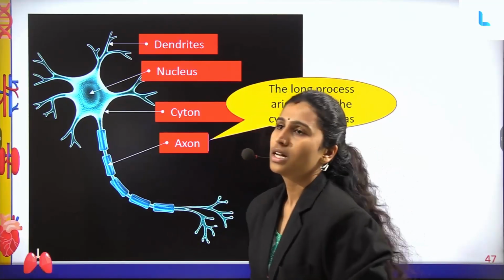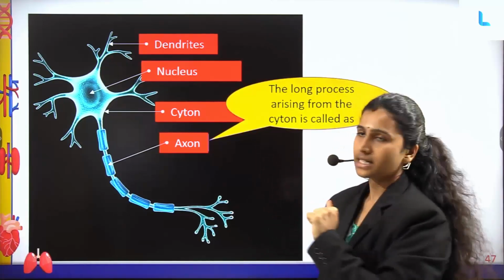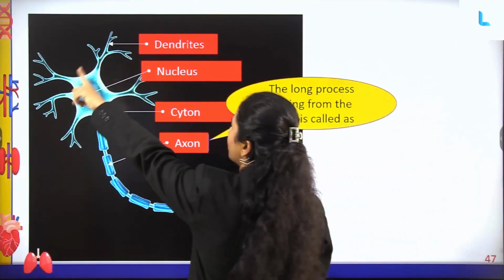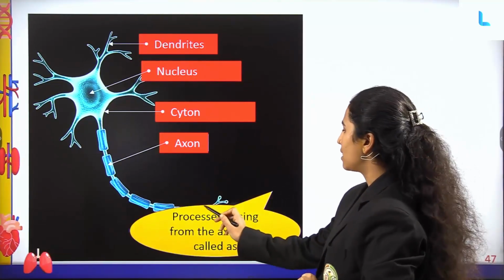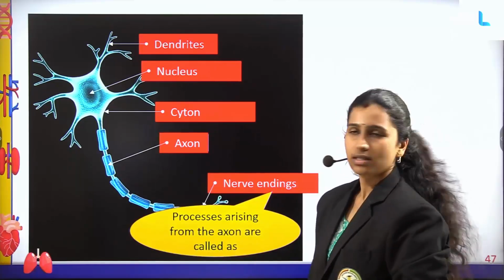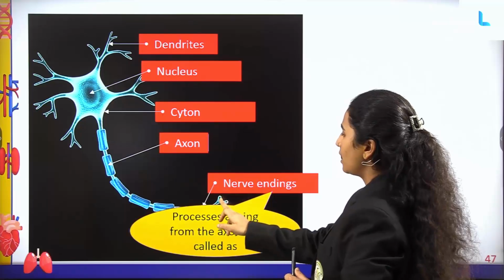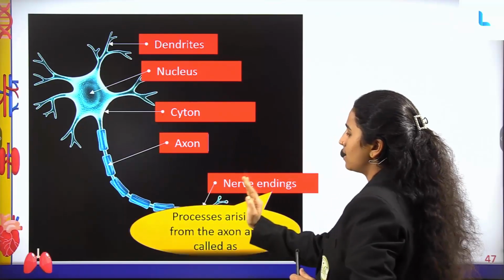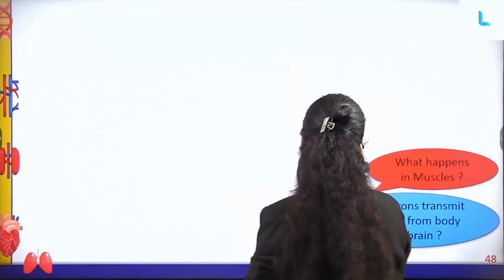And the long process arising from the cyton is called the axon. So three basic structures: axon, nucleus and dendrites, and the whole structure wherein the nucleus is present is called the cyton, and again these are the dendrites. The processes arising from the axon are called the nerve endings. To the nerve endings the next dendrites, the beginning of the next cell, will be attached. So what happens in muscles and how neurons transmit messages from the body to the brain.